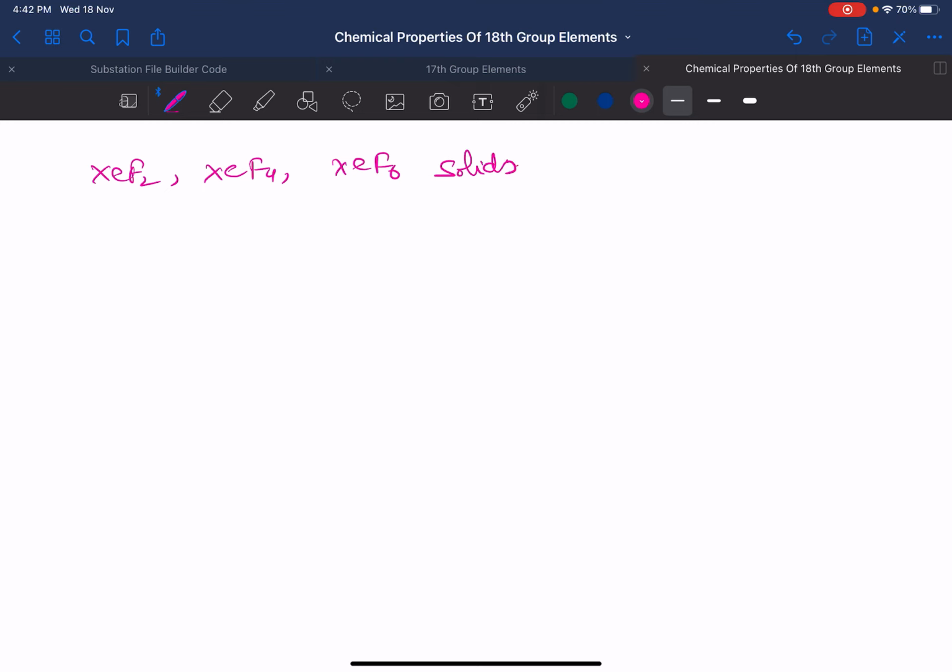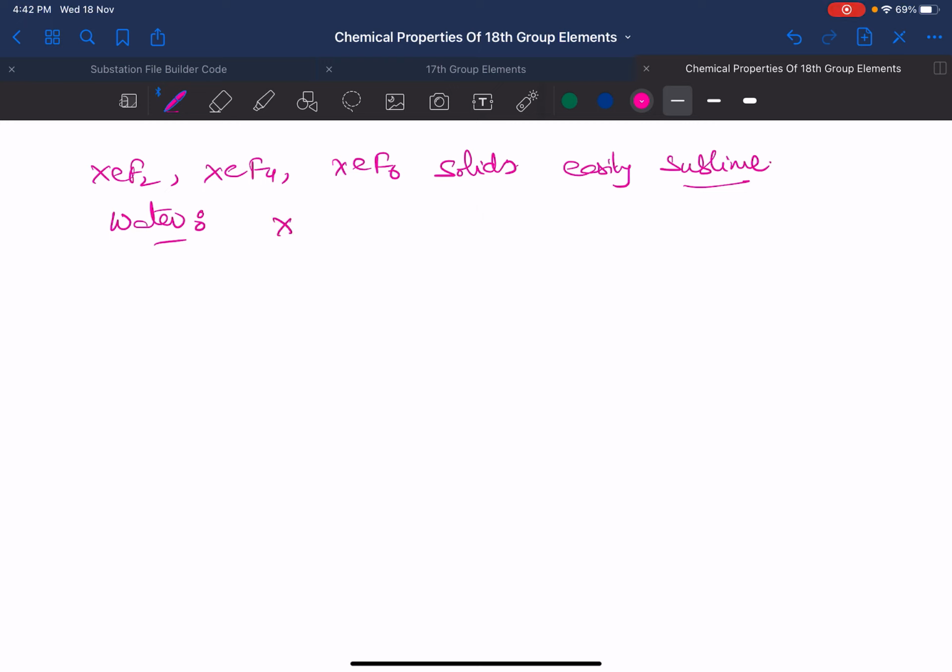They are all solids and they easily sublime. That means they will readily go into the vapor state and easily convert back into the solid state. That is called the sublime quality. So that is about the physical properties of the xenon fluorides. And next, the xenon fluorides will easily react with water. Even traces of water, they will readily give products with the water.